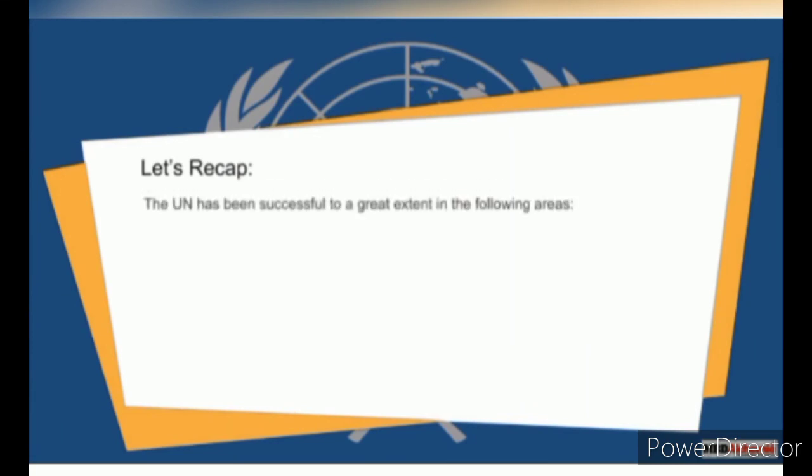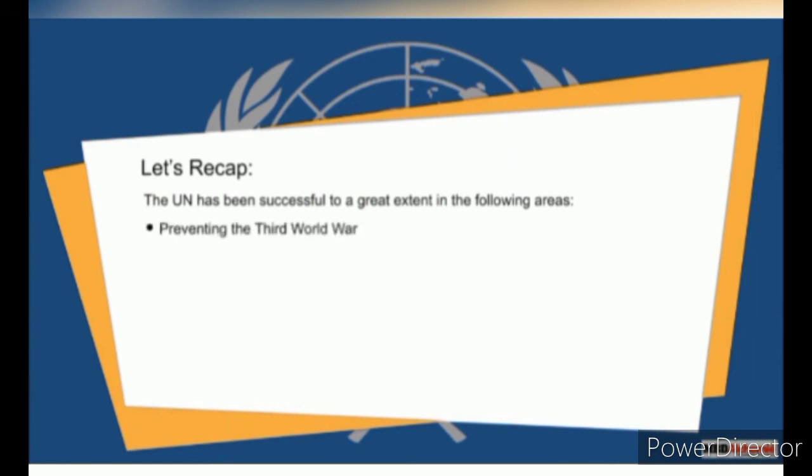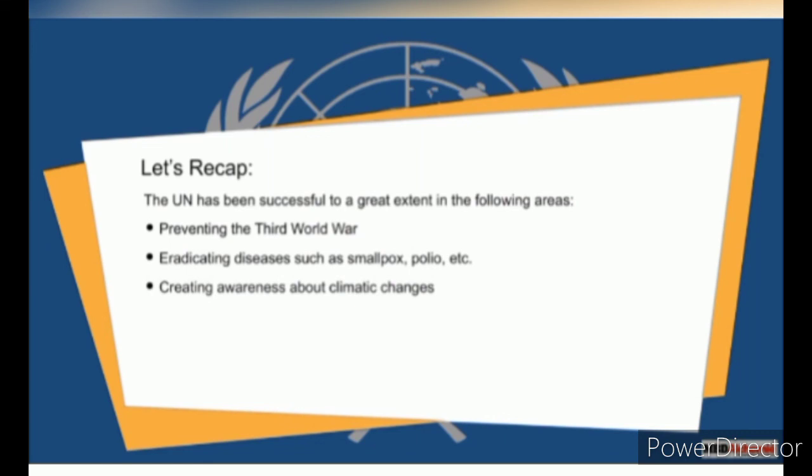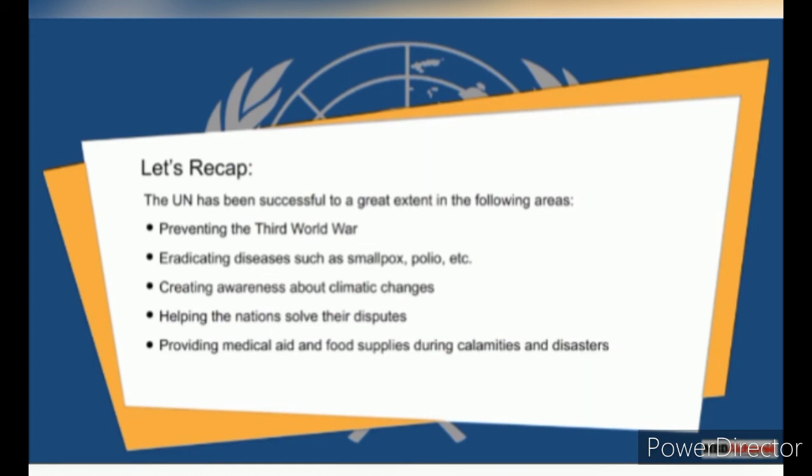Let's recap. The UN has been successful to a great extent in the following areas: preventing the Third World War, eradicating diseases such as smallpox, polio, etc., creating awareness about climatic changes, helping the nations solve their disputes, providing medical aid and food supplies during calamities and disasters, welfare programs for women and children.